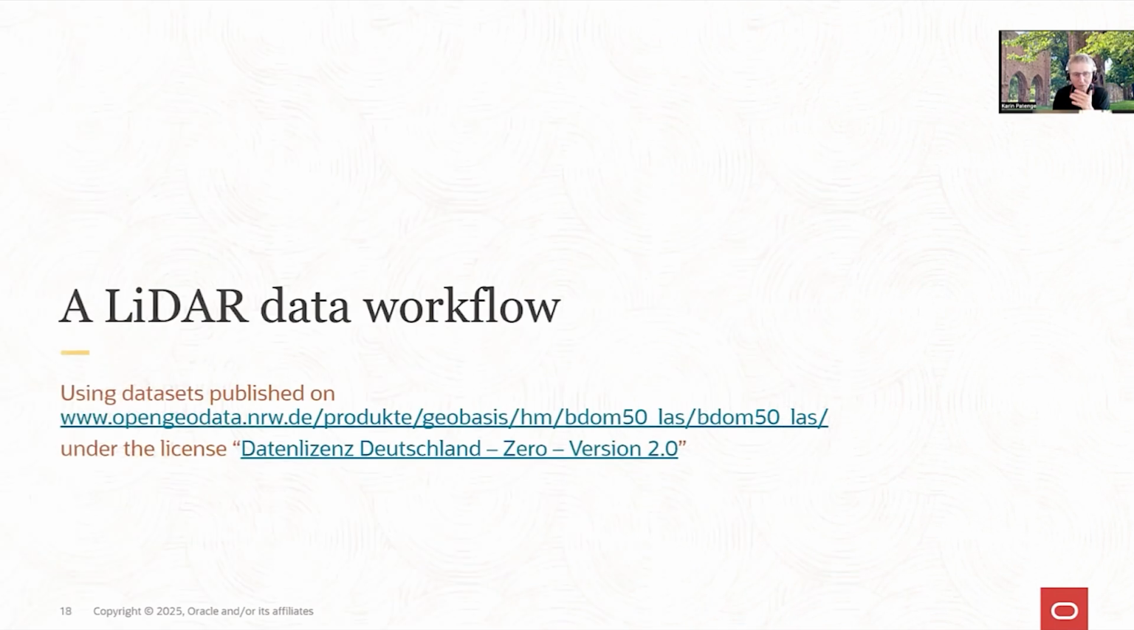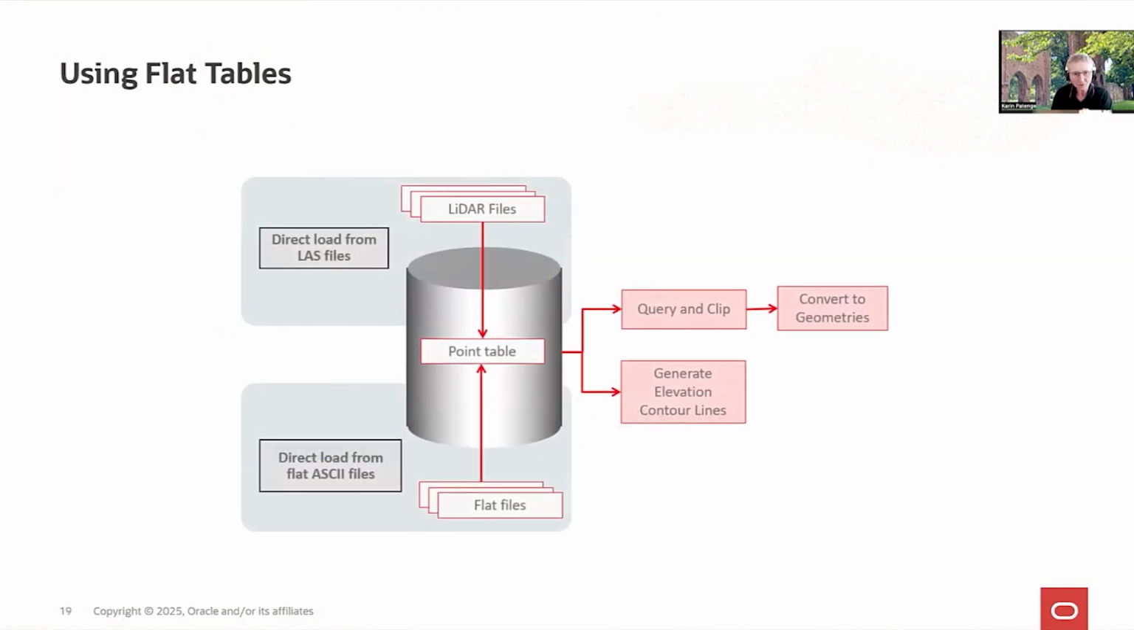So how would a LiDAR workflow look like? I've already explained it verbally, and let's just have a look at a very simple draft. To work with LiDAR data, we typically either load the LiDAR data directly from the LAS files, or we have a converted data set that represents text files, and then we can load these text files into the point cloud tables, either as SDO_PC or as flat tables.